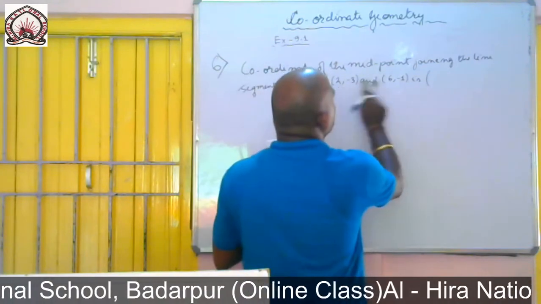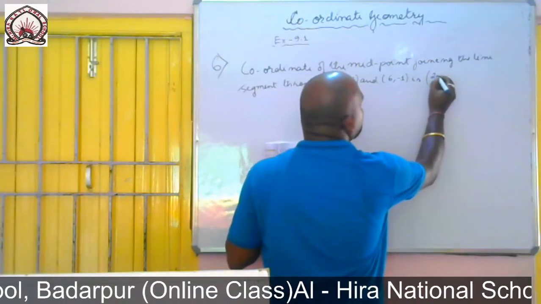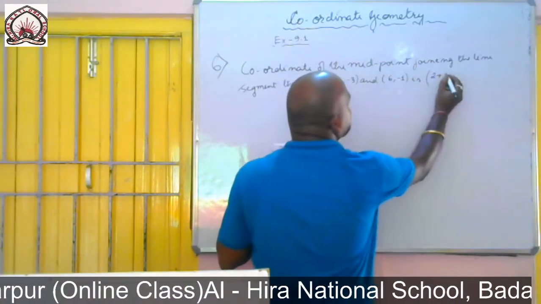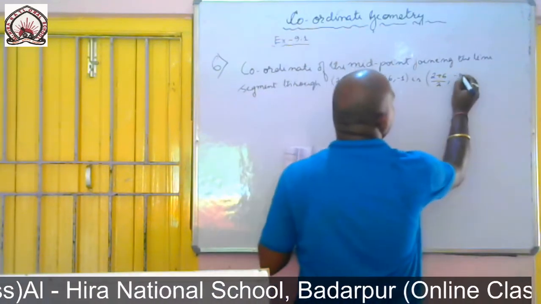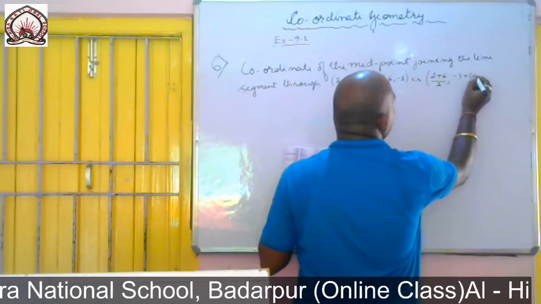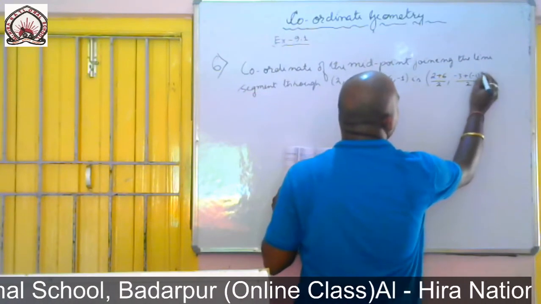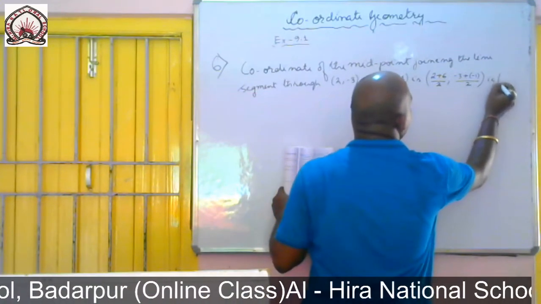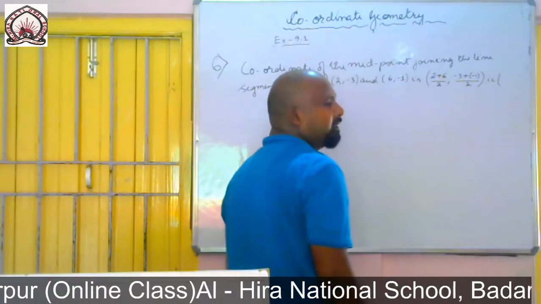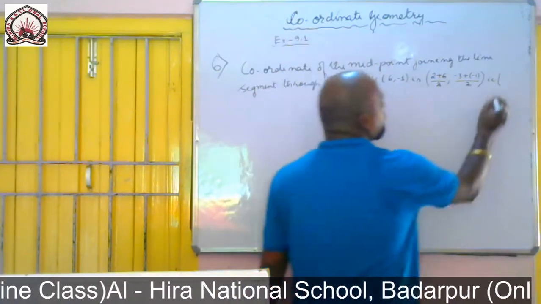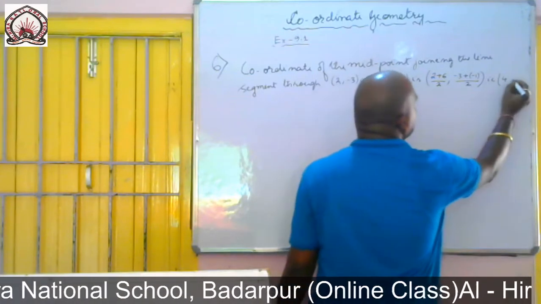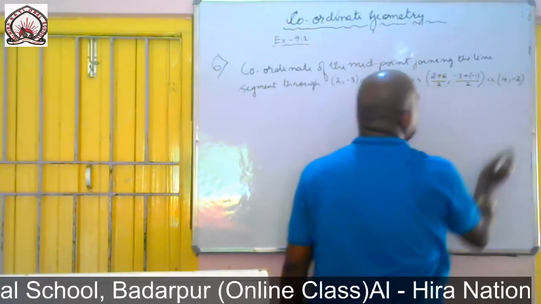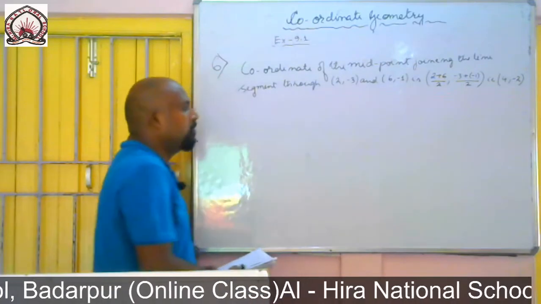So, midpoint formula: 2 plus 6 divided by 2, and -3 plus of -1 divided by 2. That is 6 plus 2, that is equal to 8 by 2, that is we are getting 4. -4 divided by 2 is equal to -2. Okay.